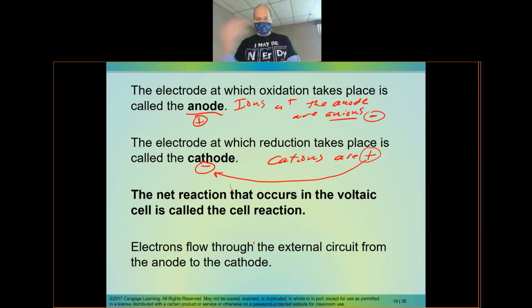All right, the overall reaction is called a cell reaction. So when you add up your oxidation and reduction, in a voltaic, galvanic, or electrolytic cell, that is your cell reaction. And now we're going to finally show our electron flow. I drew it in on the last one. So the electron flow is through an external circuit, and electrons always flow from A to C, anode to cathode.